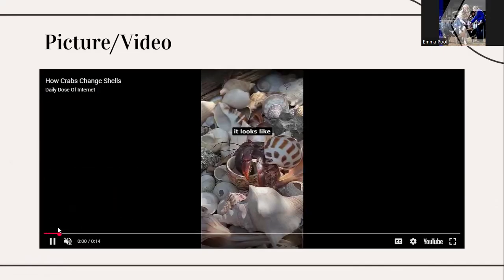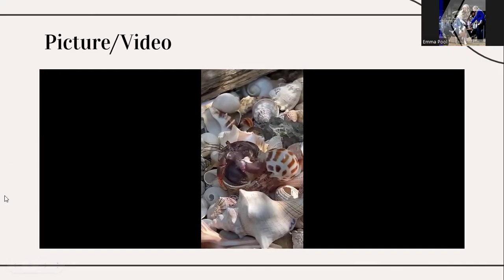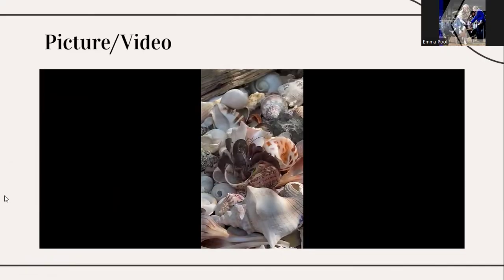And then here's a video of the hermit crab changing its shell. So they change the shell whenever they grow out of the shell. They get into a bigger one, as you can see.